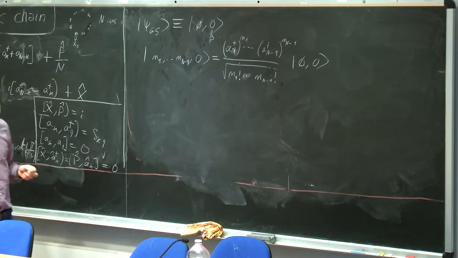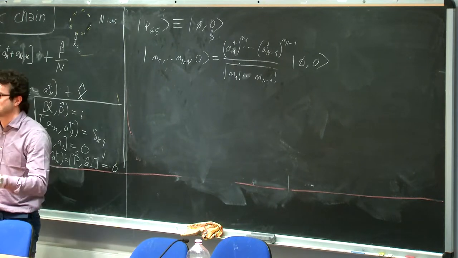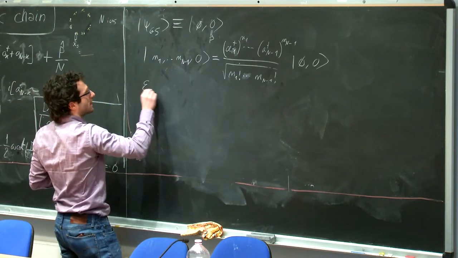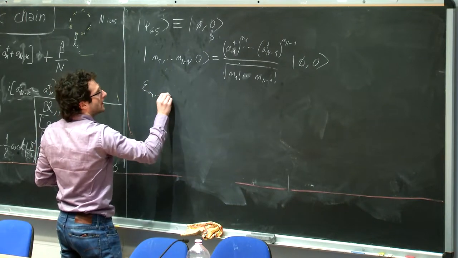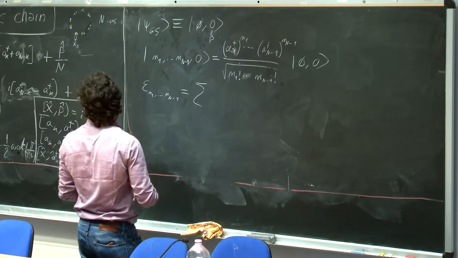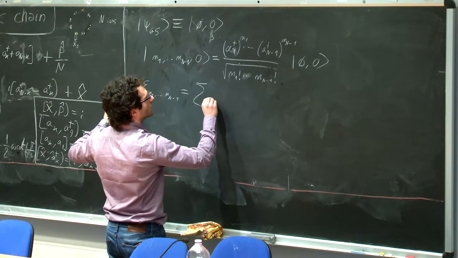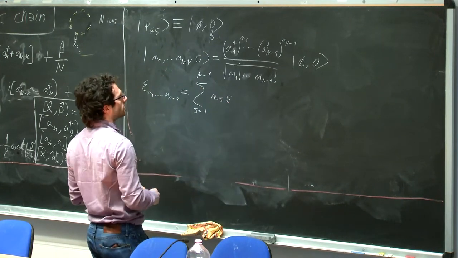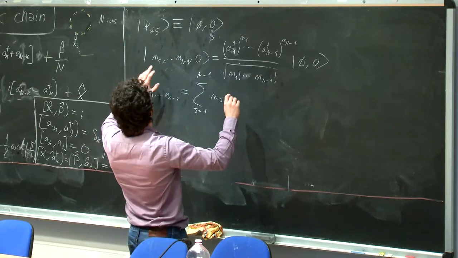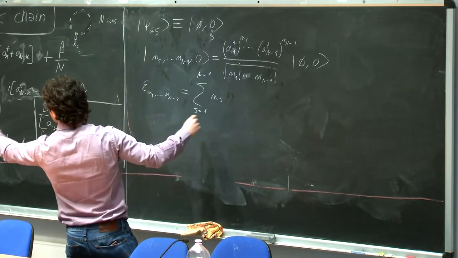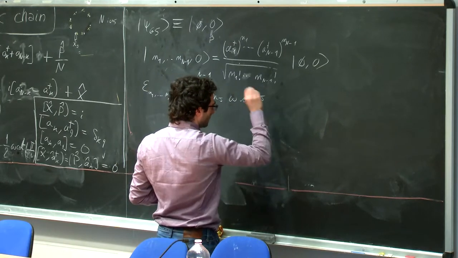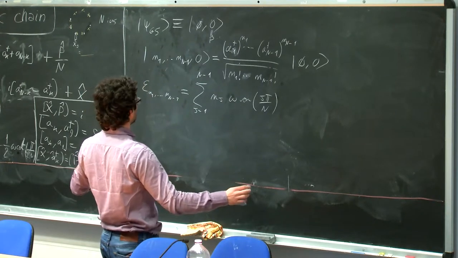Now, you see, so far this formalism was just useful for solving the problem. We defined this kind of creation operator, and we were able to diagonalize the Hamiltonian. We also know the energy clearly, because the energy of the state N_1, ..., N_{N-1} is just given by the sum over j from 1 to N minus 1 of n_j times epsilon, the energy associated with each mode, which is omega sine of j pi over capital N.